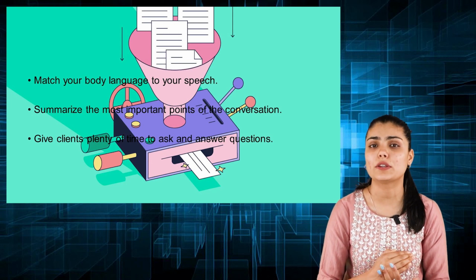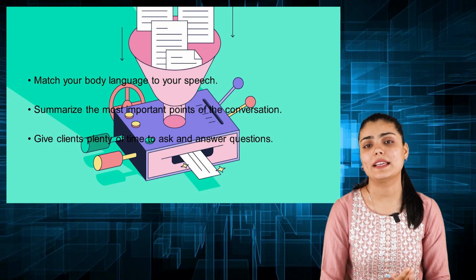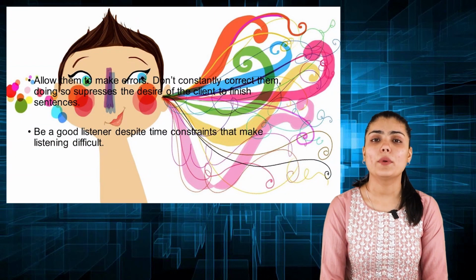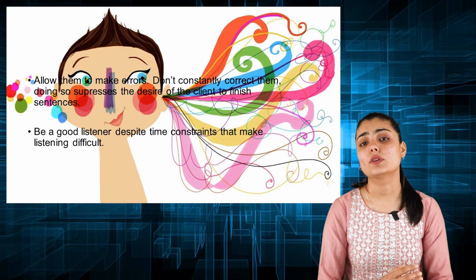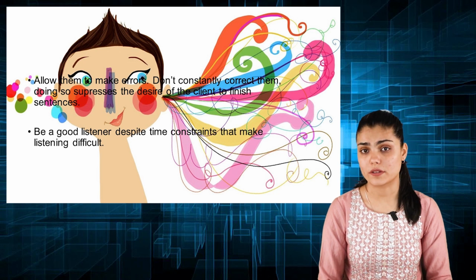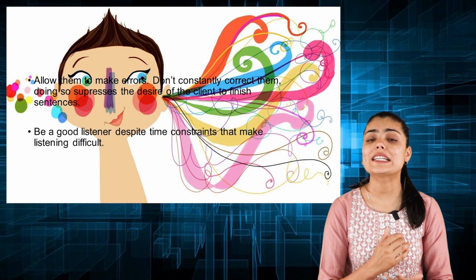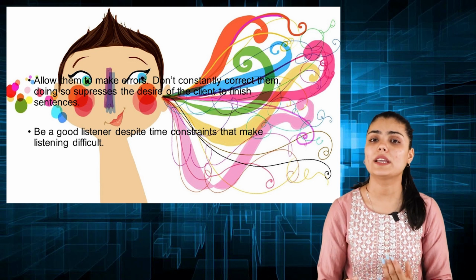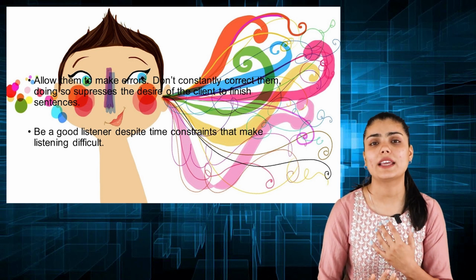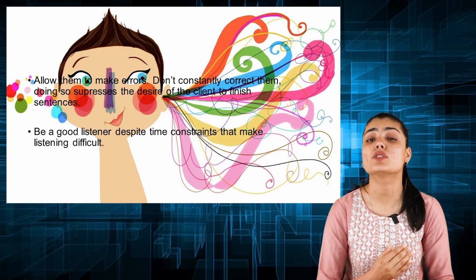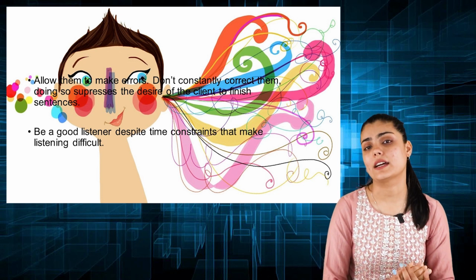You have to make sure that you give the time required by the client to communicate. When you communicate with the client, you have to allow them to make errors. Okay, you have to allow them to make mistakes. Do not constantly correct them, even if, while communicating, they make any kind of mistake or the information that they are giving is wrong. You should not constantly correct them.